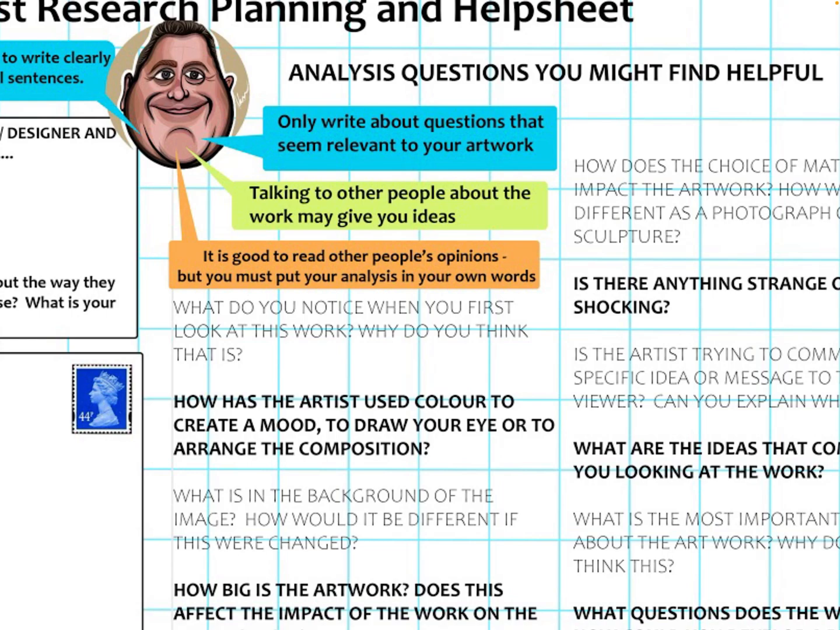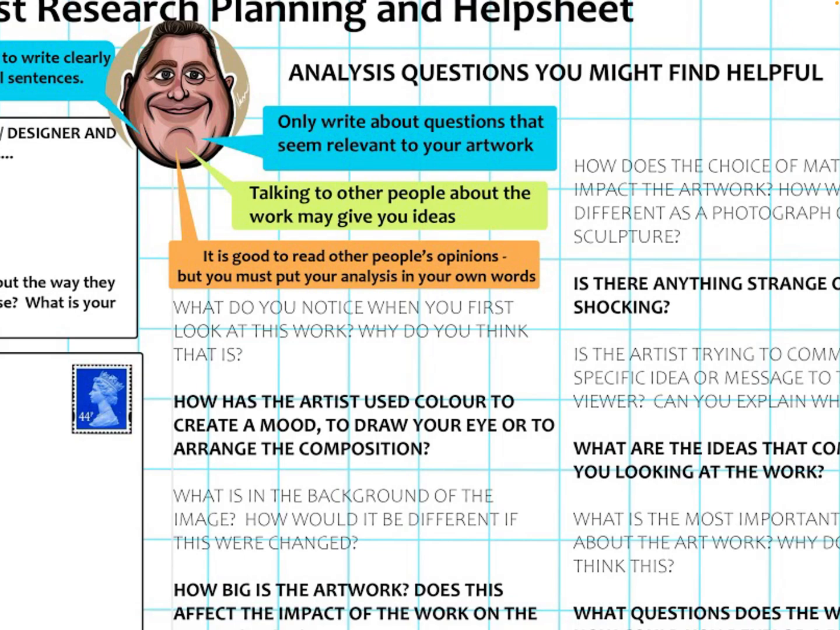So, first of all, what do you notice when you look at this work? If you've got a piece of artwork in front of you, a painting, a sculpture, what do you notice when you first look at it? Why do you think that is? What first jumps out at you when you look at the piece of artwork itself?